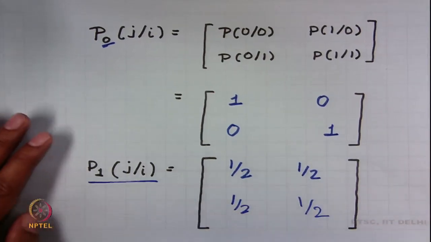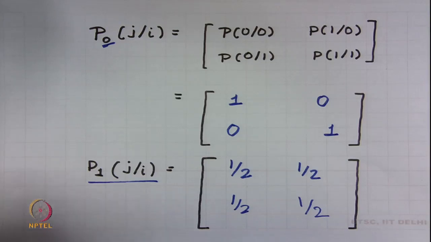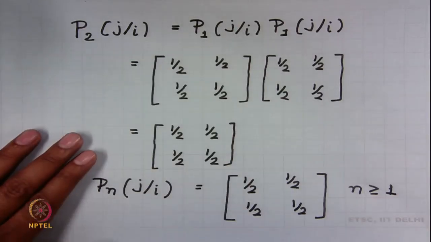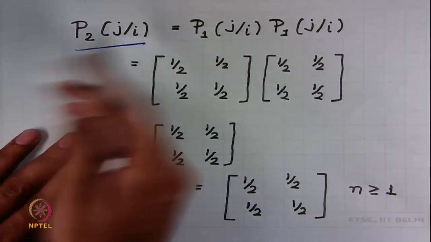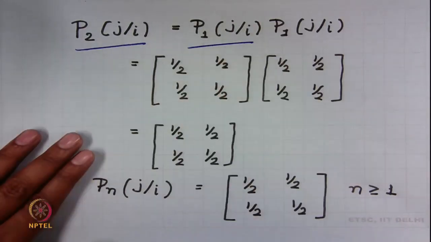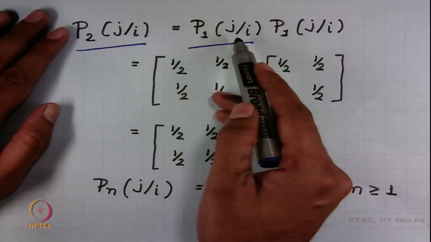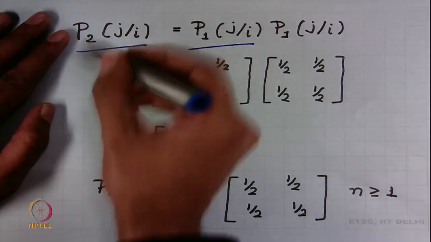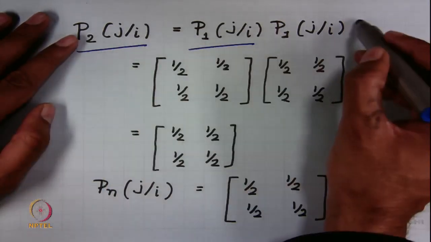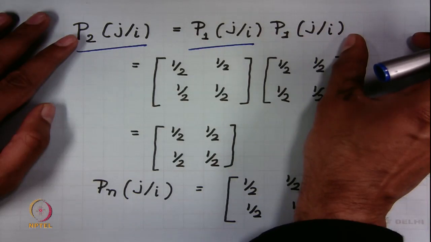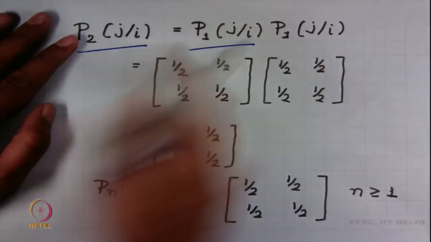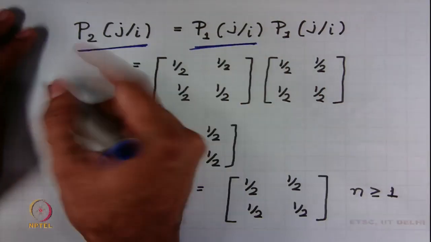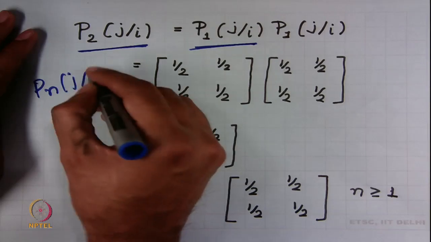So, that is done. Now, let us try to do this for P 2 j given I, and you can work this out yourself, that computing this will be easy once you have obtained this, because this matrix can be simply obtained by multiplying this matrix with this matrix. If you wanted to find P 3 j given I, you need to multiply this again with P 1 j given I, and that is why we love this, right, because once you have obtained this, calculating this P n j given I is pretty straightforward.